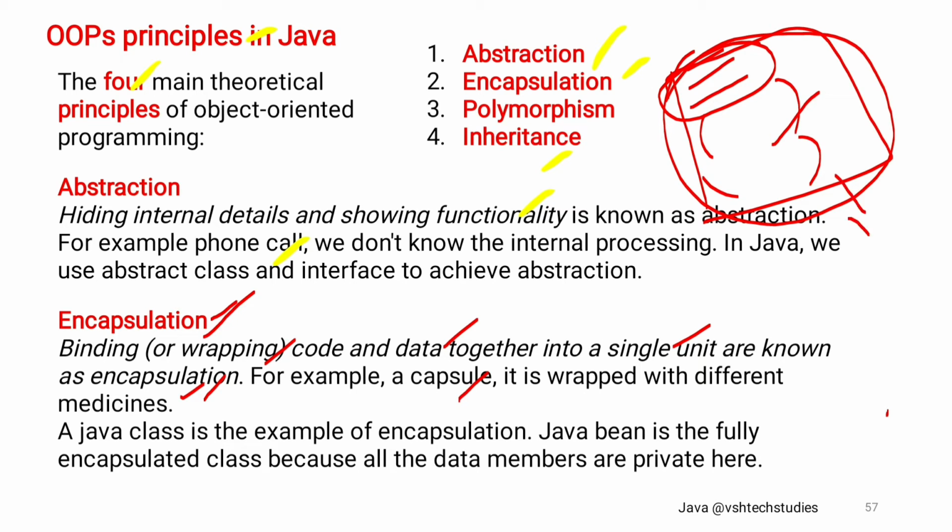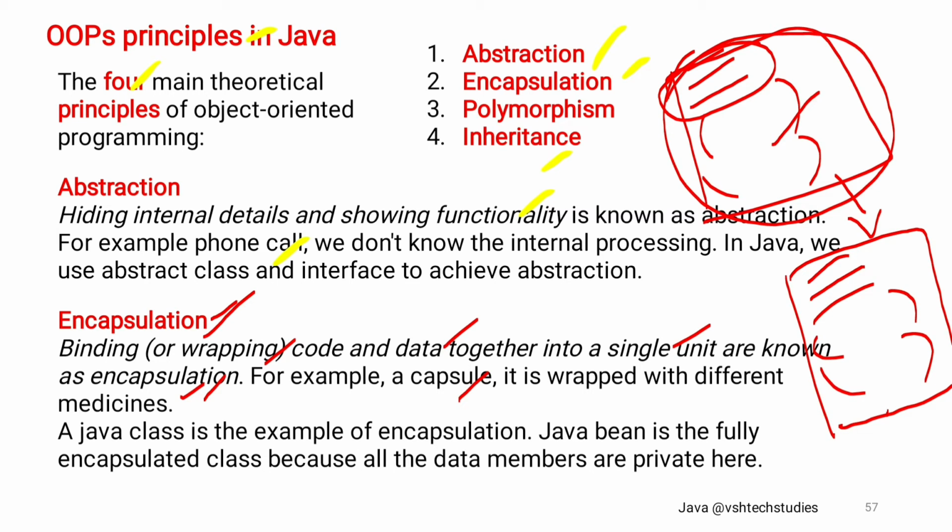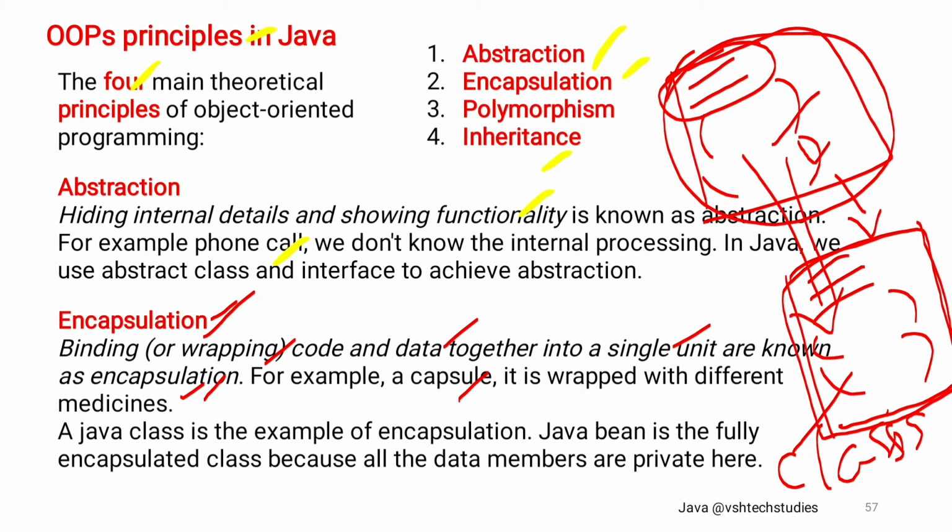To create this object, first we should have a class. It gives this data field and methods binding in one unit, that is the class. So it will be the blueprint. When we create an object of that class, it will have the same binding of data and code. Then we can use them, and that is called encapsulation. A Java class is an example of encapsulation. A Java Bean is a fully encapsulated class because all the data members will be private.